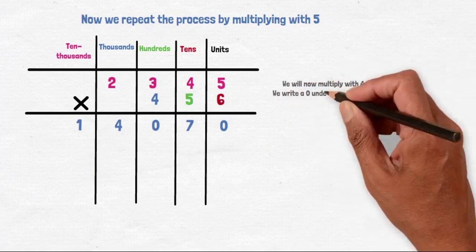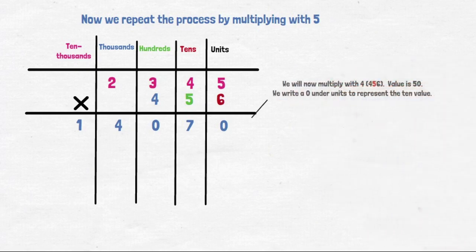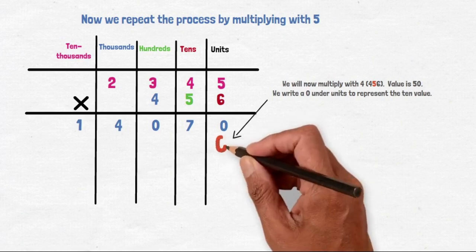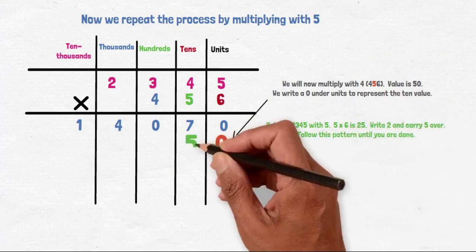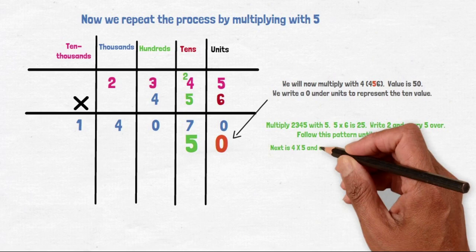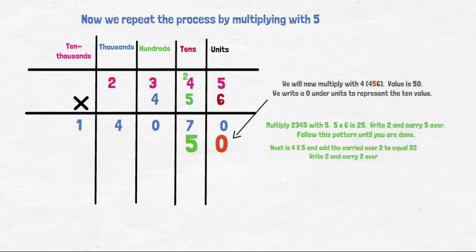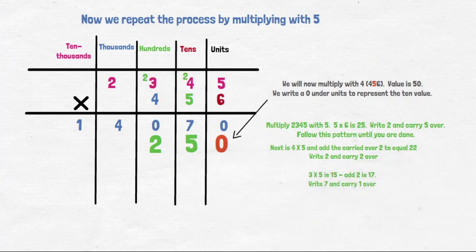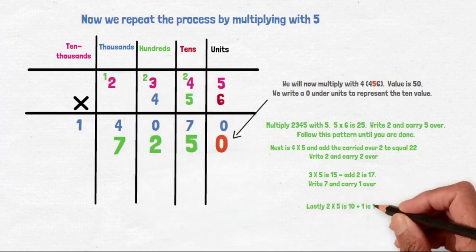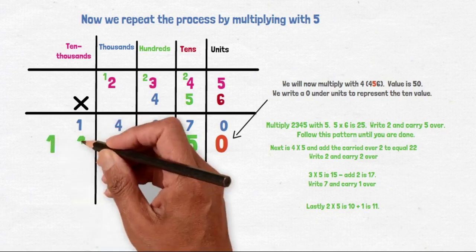So in the units column, we need to put a 0 down for our 10 as a placeholder. So we multiply by the 5, starting with the units column. 5 times 5 is 25. We carry our 2 over. 4 times 5 is 20, plus 2 is 22. We carry over the 2. 3 times 5 is 15, plus 2 is 17. We write the 7 down and carry the 1 over. 2 times 5 is 10, plus 1 is 11, so we enter 11.